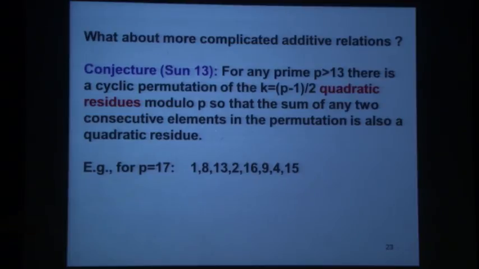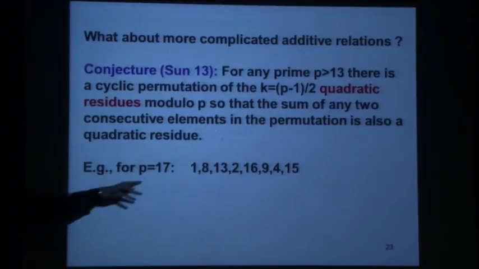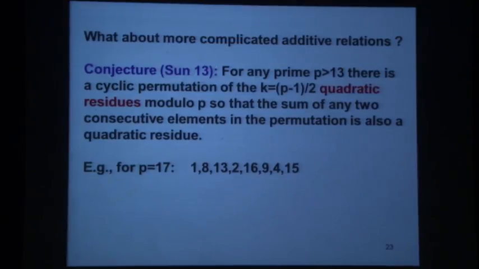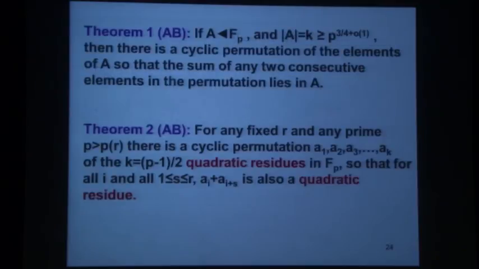There are 8 quadratic residues. They are written here, and think about this row as a cycle. So every sum of two consecutive ones, like 8 plus 13, is 21, which is 4, right? And 4 is a square, and so on. And the question was, can you do it for every big prime? And indeed, we can do it, but we can do something that is asymptotically much stronger.